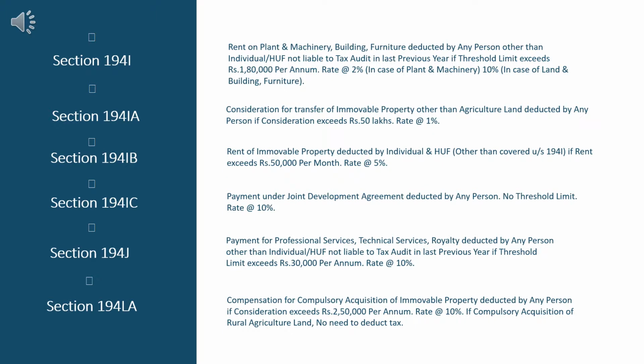Section 194LA. Compensation for compulsory acquisition of immovable property. Tax to be deducted by any person, if compensation exceeds rupees 2,50,000 per annum. Tax rate at 10%. In case of compulsory acquisition of rural agriculture land, no need to deduct tax.